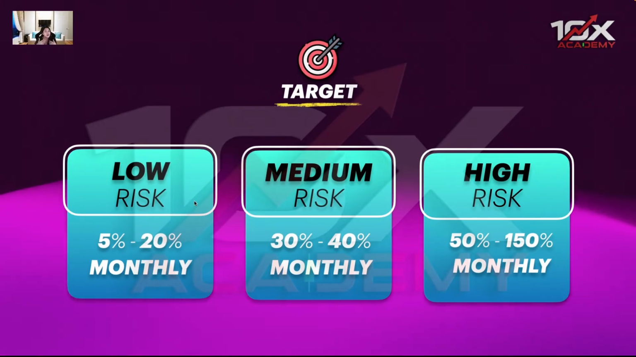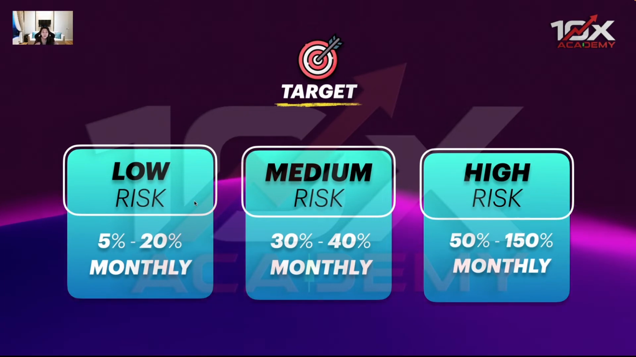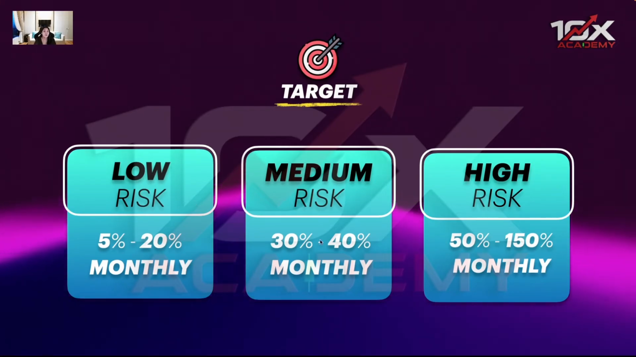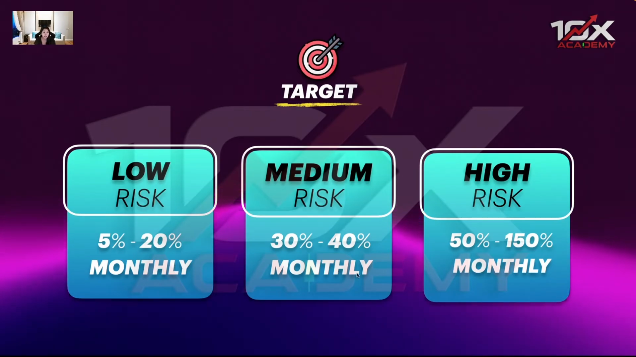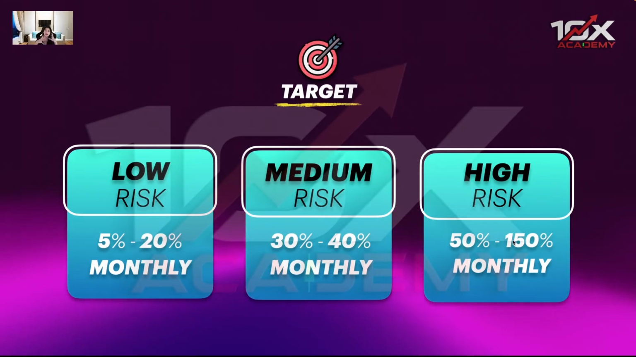I want to trade more. You don't want to do that. Be disciplined and trust the journey. Keep on pushing yourself, but make sure you're disciplined with your monthly target. Do not overtrade, because remember, our goal in trading is that we want to have consistent income. So we also have medium risk, which is 30% to 40% monthly, and we also have high risk, 50% to 150%.